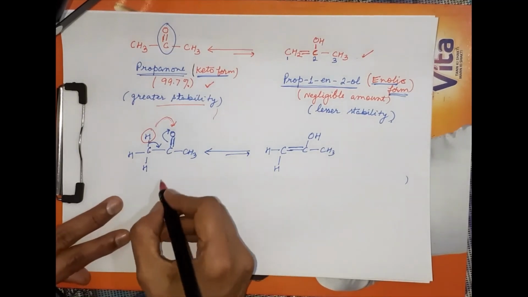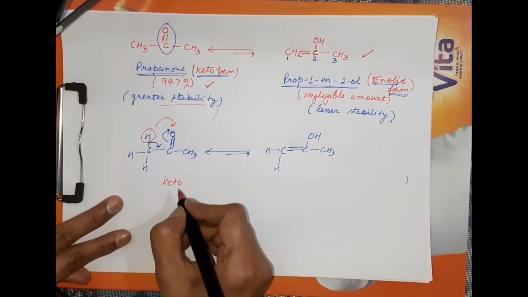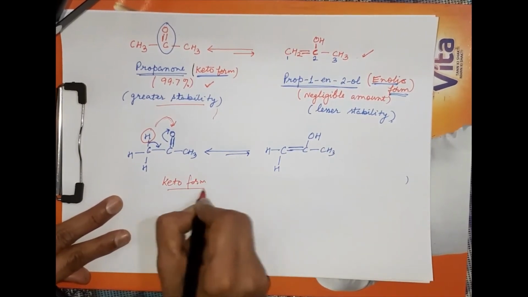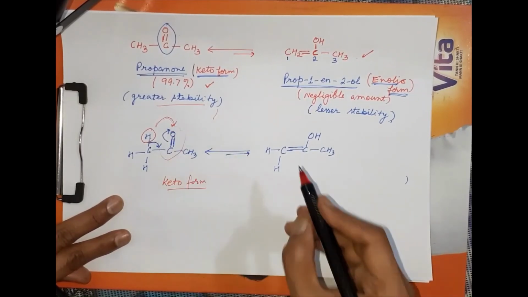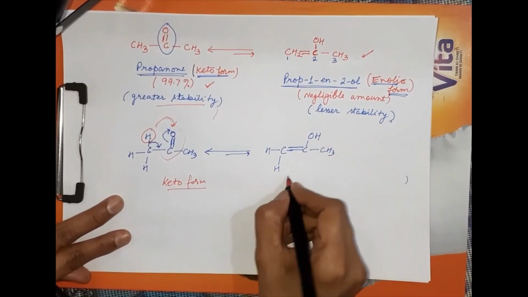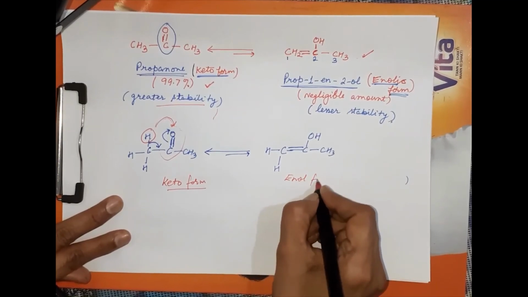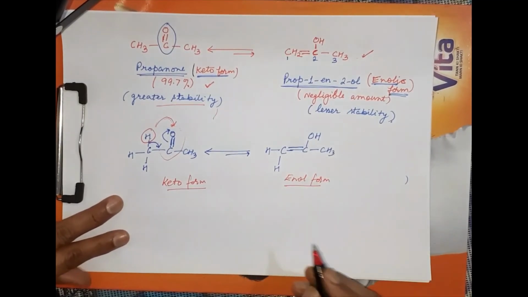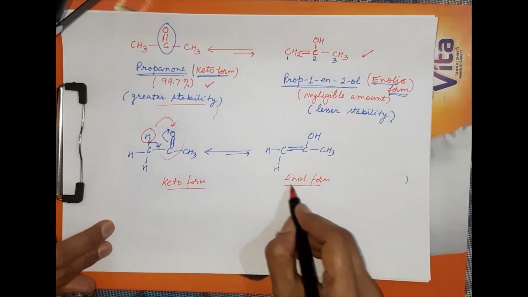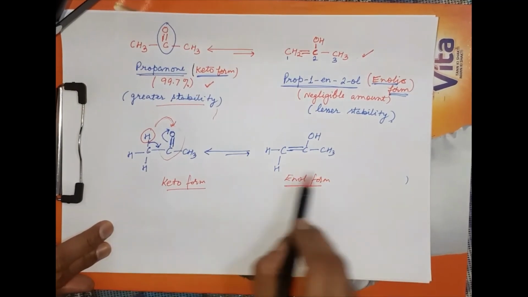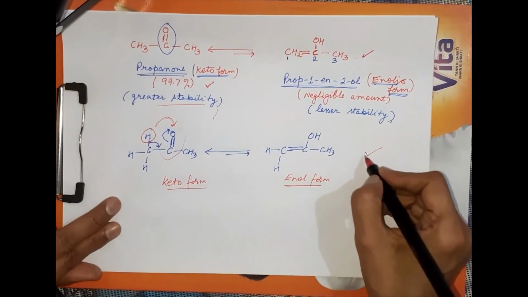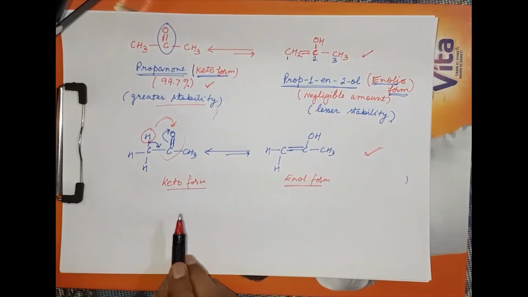tautomerism. So here also this is the keto form, this is C double bond O, and this is the enol form. So I hope now it is clear to everyone, because this is the very simple way to understand. So again I will repeat.